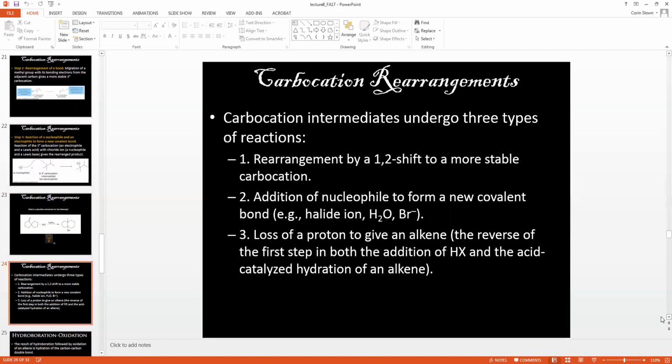So carbocation intermediates undergo three types of reactions. They do rearrangement by a 1,2 shift to a more stable carbocation. Then there's the addition of a nucleophile to form a new covalent bond. And then there's the loss of a proton to give an alkene. This is the reverse of the first step of the addition of HX and the acid-catalyzed hydration of the alkene. So in this case, we actually have three different ways the carbocations can react.